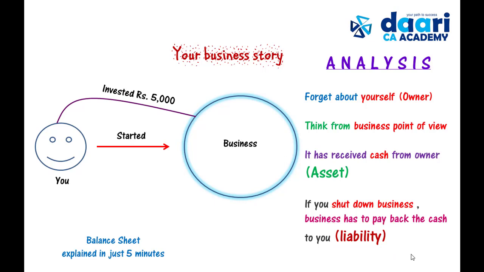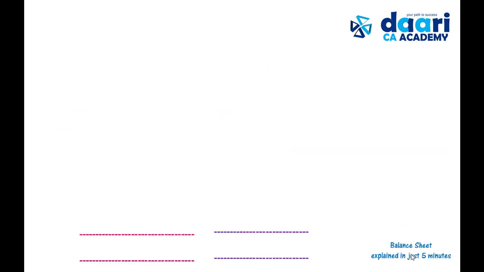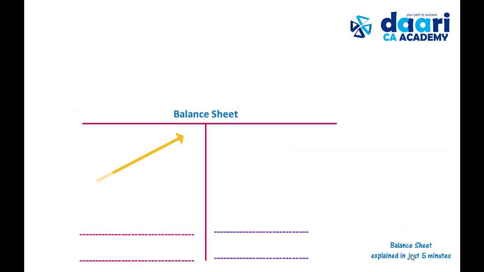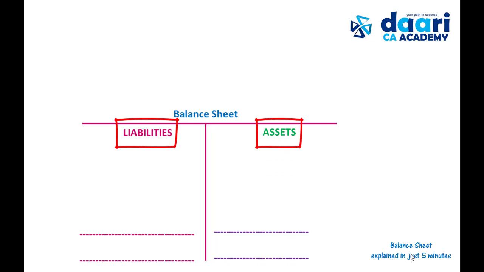Now let us construct the balance sheet. Balance sheet also looks like a T shape. It is having a left side and it is also having a right side. Left side we will be recording liabilities, right side we will be recording assets. Now let us take the same example that we have discussed in our first video.